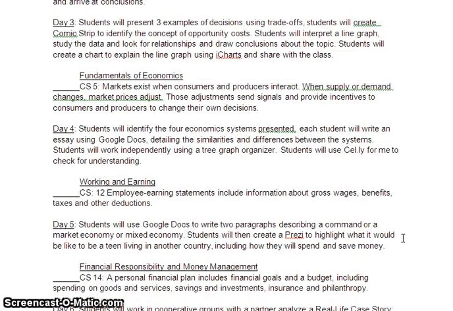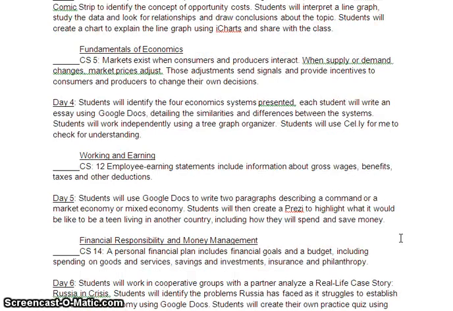On day 5, students will use Google Docs to write 2 paragraphs describing a command and/or market economy, or a mixed economy as well. Students will then create a Prezi to highlight what it would be like to be a teenager living in another country, and they will need to include how they will spend and save their money.